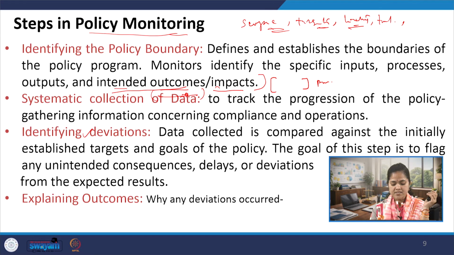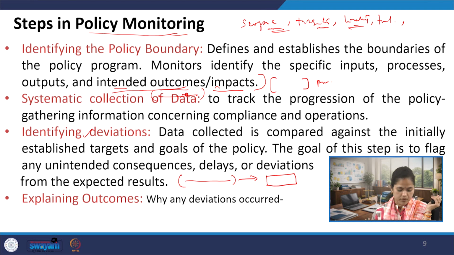So this is known as evidence-based policy making. That means, after collecting the data, the monitors help the policymakers to take adequate steps, so that these deviations can be reduced or should not be repeated after incorporating the feedback or taking adequate steps. Okay. Then the last step in policy monitoring is explaining the outcomes. Okay. So what is the meaning of explaining outcomes?